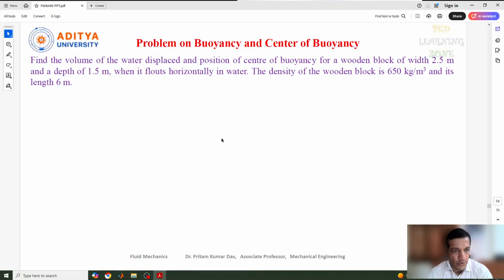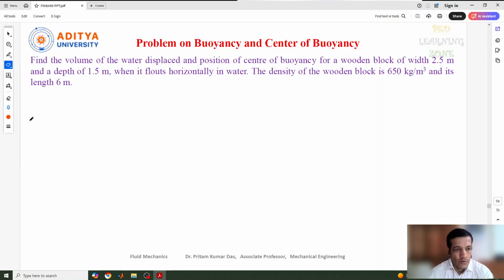So I have taken a question: find the volume of water displaced and position of the center of buoyancy for a wooden block of width 2.5 meter and depth 1.5 meter when it floats horizontally in water. The density of this wooden block is 650 kg per meter cube and its length is 6 meter.